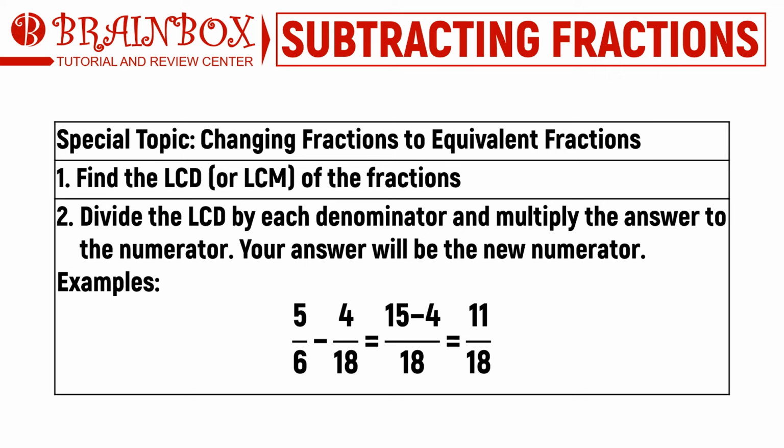In cases where there is a need to convert fractions to its equivalent form, the following rules apply. First, you must find the least common denominator or multiple of the fractions. Then, divide the LCD by each of the denominators, then multiply the quotient to each numerator. If subtraction is the operation, just subtract the new numerators, then retain the denominator. This will serve as the new fraction to be used.